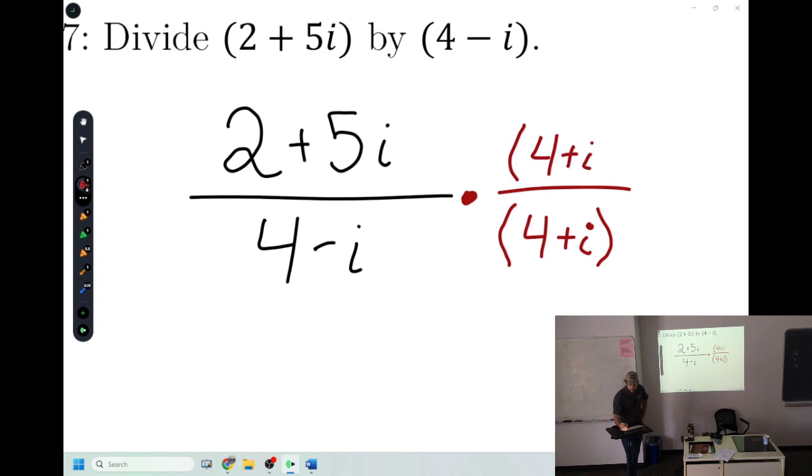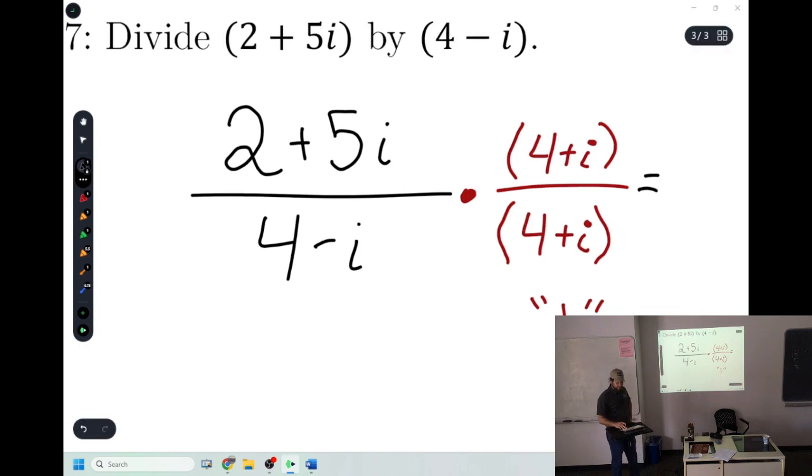Multiply by 1. You're totally allowed to just multiply by 1. That is a legal thing to do. And then see what happens.